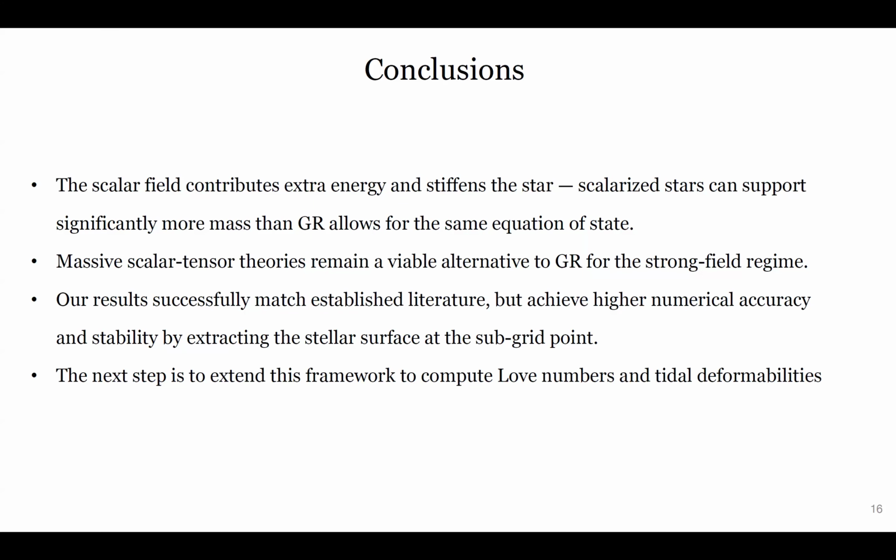The conclusion is that this extended theory of general relativity is one of the viable and trustable ones, especially when we are looking at the strong-field limits, and we see a significant difference in all the physical observables. The results that I've obtained match the established literature. The main thing I would do is to achieve a higher numerical accuracy. Following this, the framework can also be extended to compute the Love numbers, tidal deformabilities, and any other parameters with which we could study neutron stars.